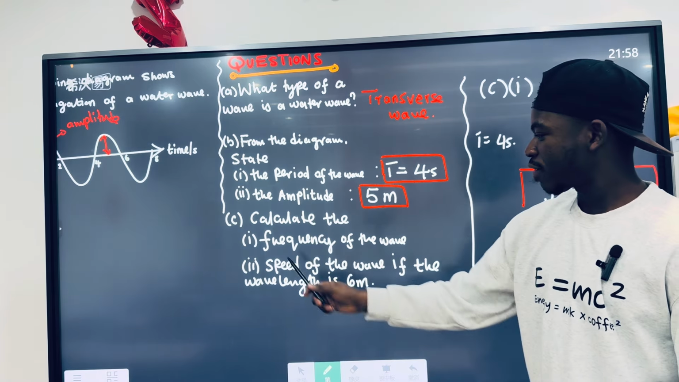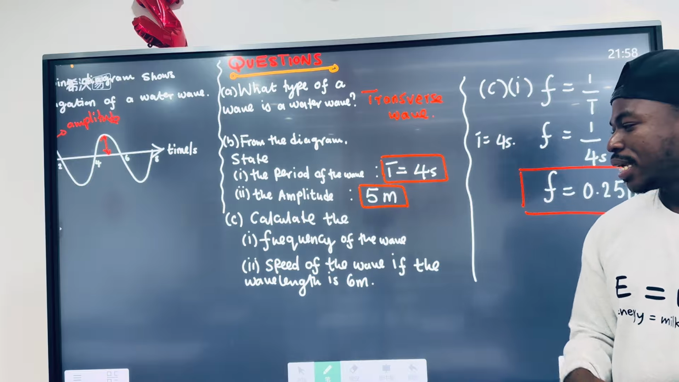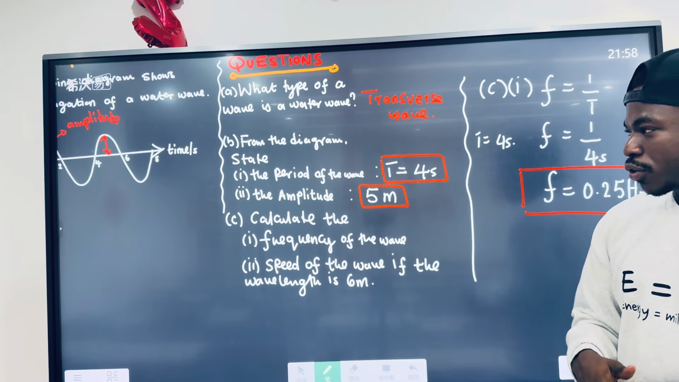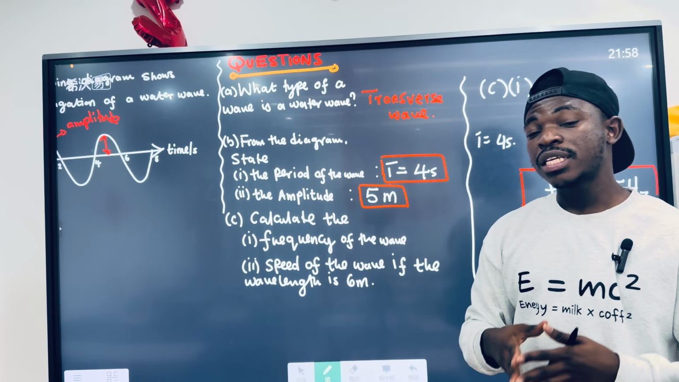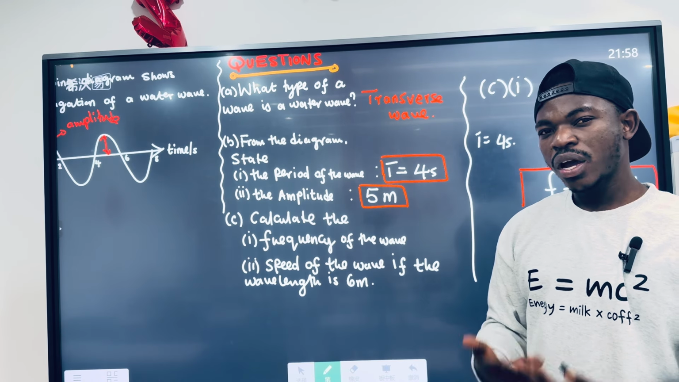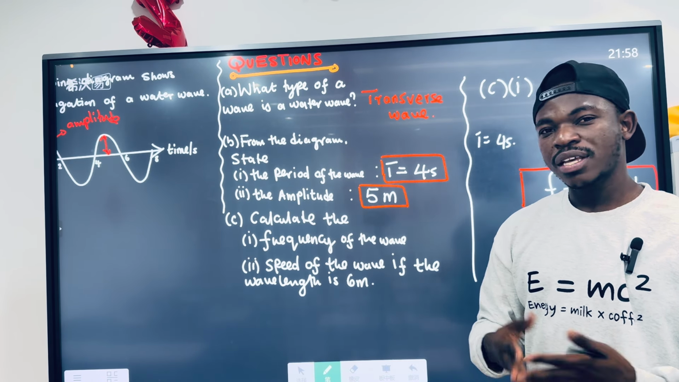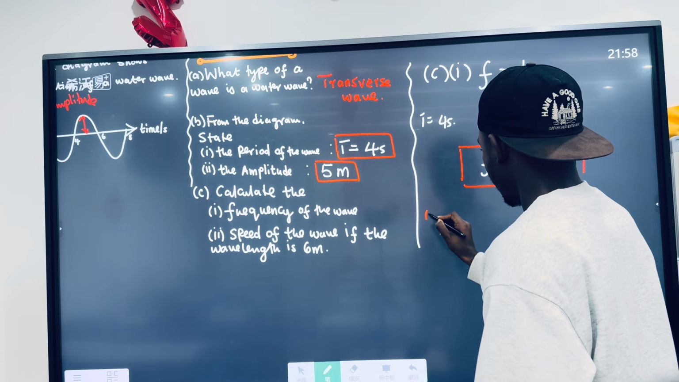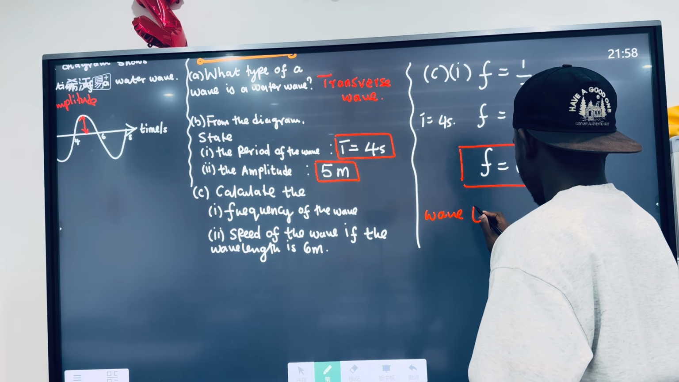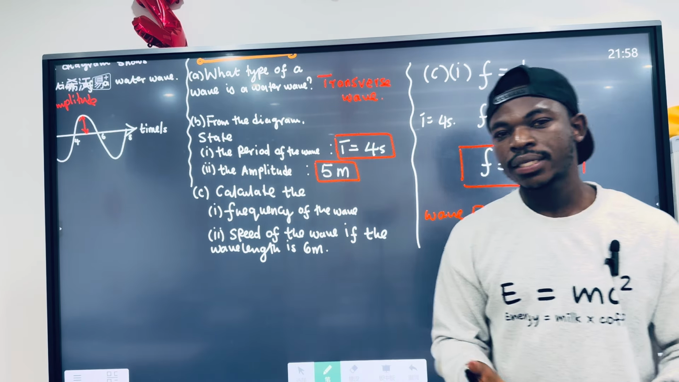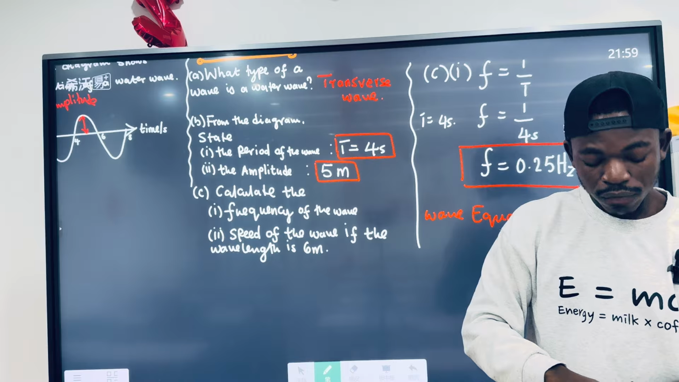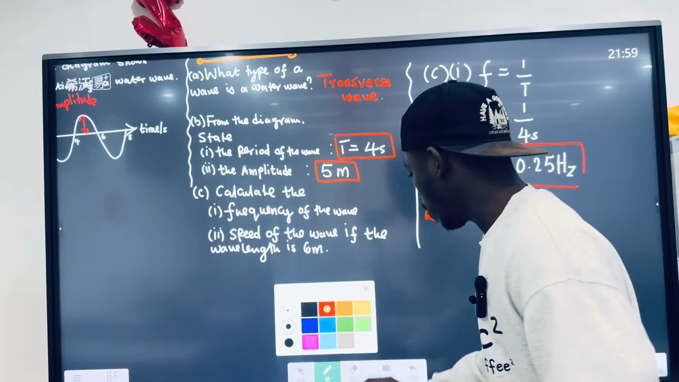The other question says, find the speed of the wave if the wavelength is 6 meters. In future videos, I'll also explain how you can state the wavelength from the diagram. Here we want to find the speed of the wave given the wavelength. So I want to introduce you to something called the wave equation. The wave equation relates the velocity of the wave, the wavelength of the wave, and the frequency.